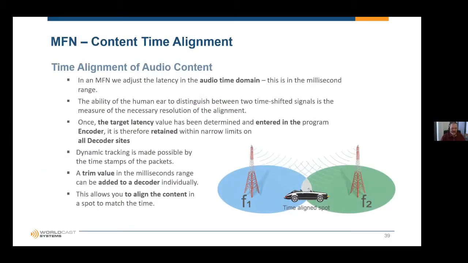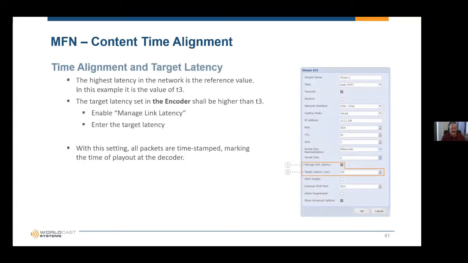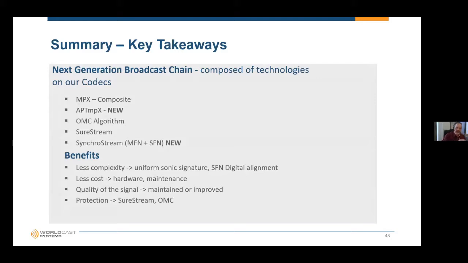Another slide on content time alignment. The same thing. You've got your target latency value, and then you've got a trim value that you can add or subtract. Little detail on the NTP timestamping that we can use for the multi-frequency network synchronization, and a couple of the setup screens. So you've got your managed link latency and your target latency settings, and then the fine adjust on the far end. You can trim that target latency a little bit to make the best match.